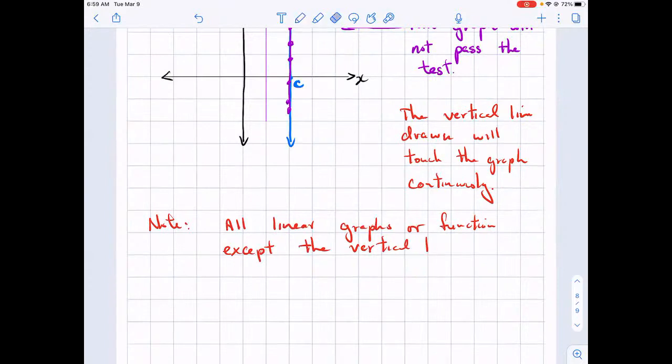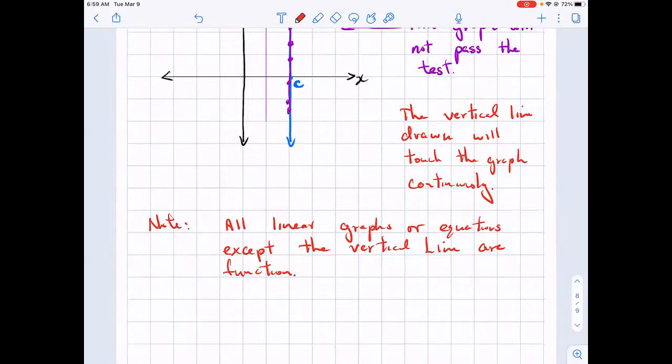So I don't want to say function here. All linear graphs or equations except the vertical line are functions. So only if it's a vertical line, you will notice.